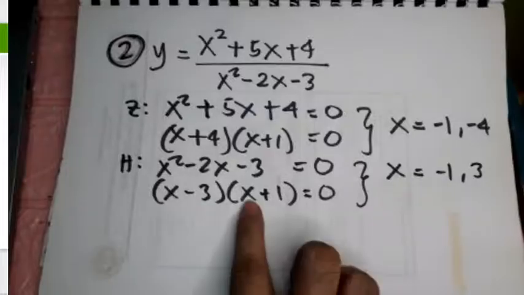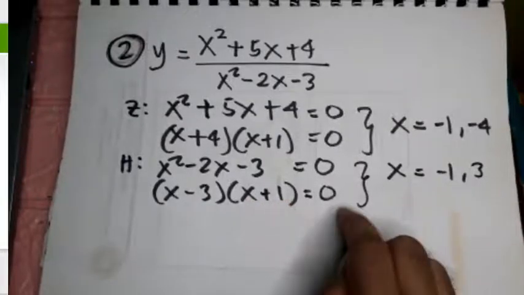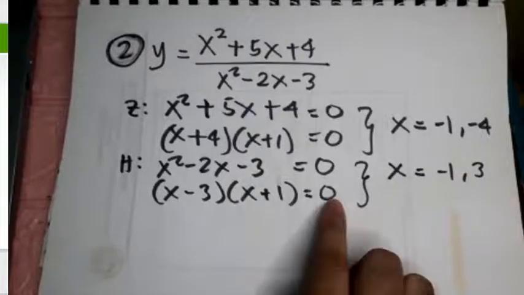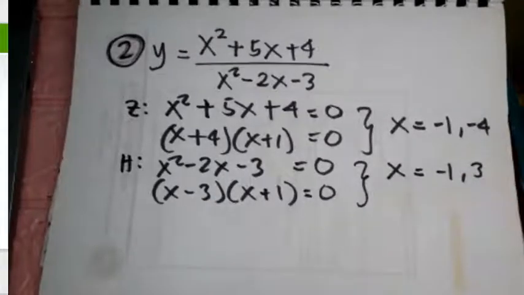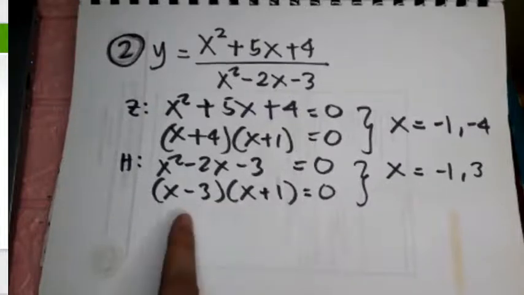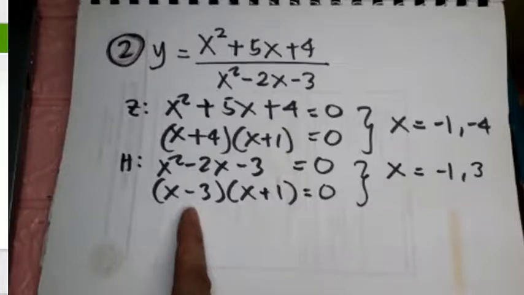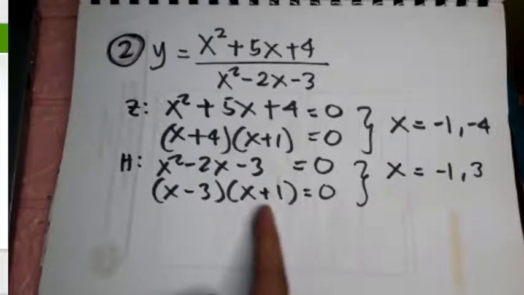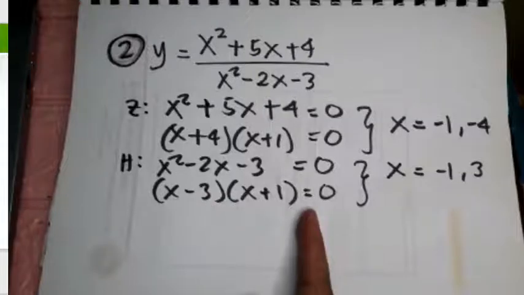Again, x plus 1 is equal to 0, put to the other side, negative 1. x minus 3 is equal to 0, put to the other side will become positive 3. Again, the next objective is to sketch by using values. Okay, use values so you can put values on this rational function.